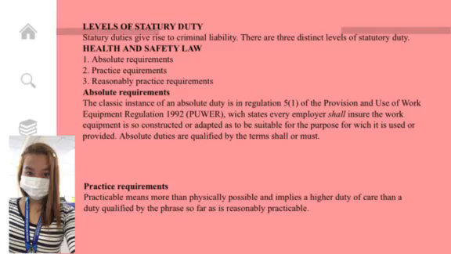Second, practicable requirements. Practicable means more than physically possible and implies a higher duty of care than a duty qualified by the phrase so far as is reasonably practicable. So a statutory requirement qualified by the phrase so far as practicable implies that if, in the light of current knowledge and invention, it is feasible to comply with the requirements, then irrespective of the cost or sacrifice involved, such requirements must be complied with.